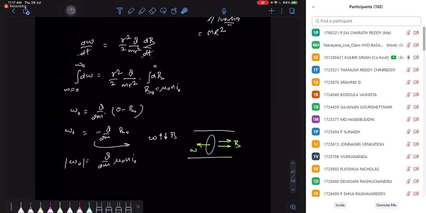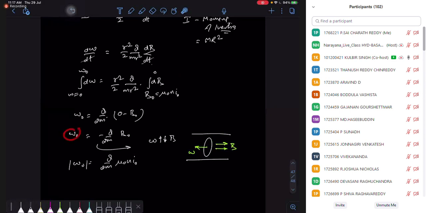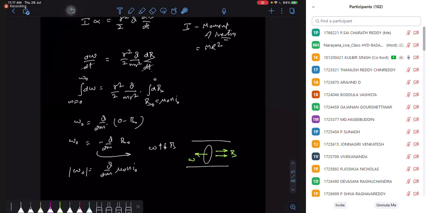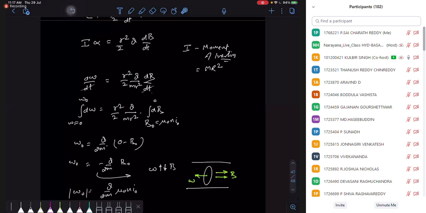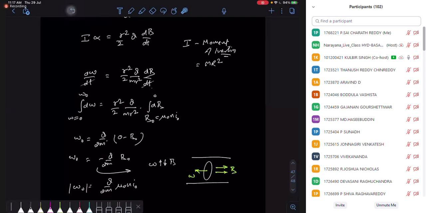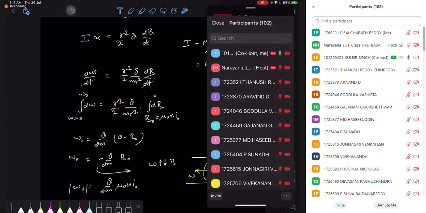As such, we don't have any law to relate the omega and the B. So I don't want to write it here as a law. The procedure is important here. In this procedure, what we have learned is why the ring is going to rotate.